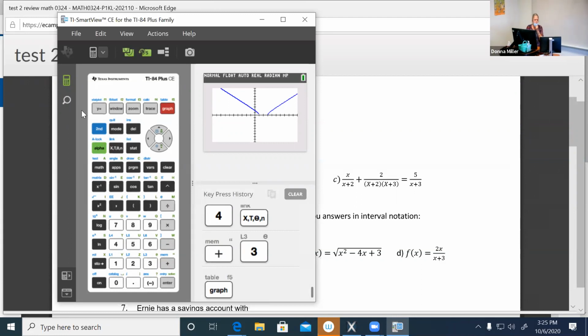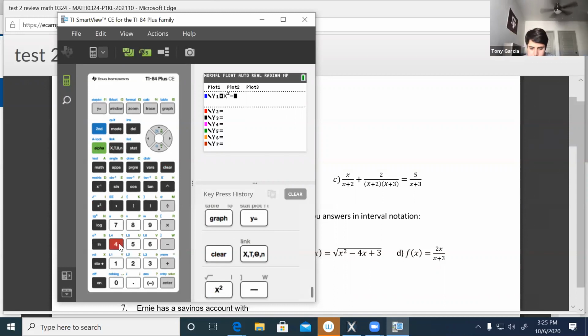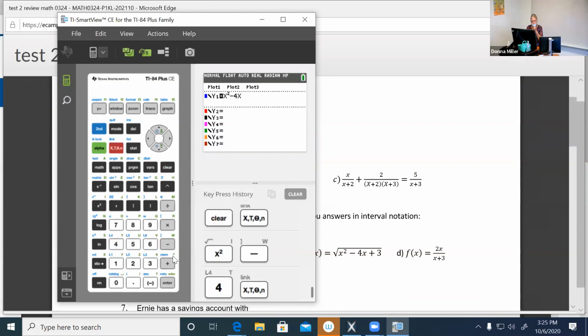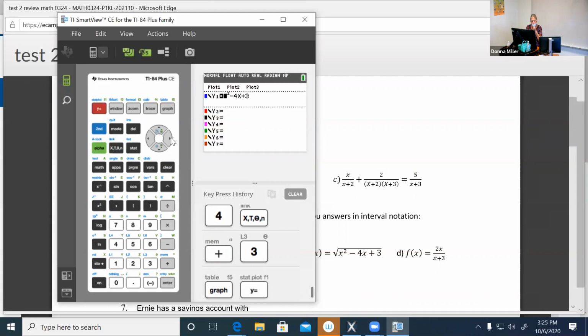I kind of like playing around with this a little bit. I know that what's under the square root has to be greater than or equal to 0. So I can go into y equals and type the inside function, x squared minus 4x plus 3. If you look at the inside, the quadratic is negative between 1 and 3, so I have to leave that out.